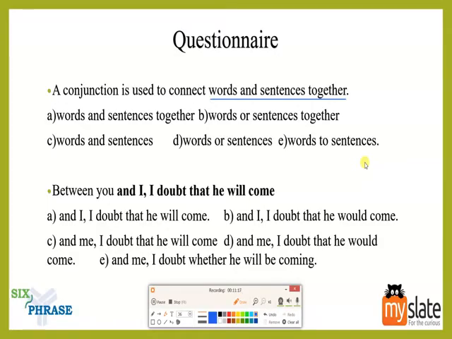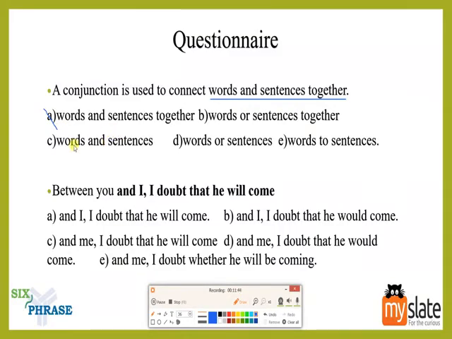So what we actually know, conjunction is used to connect, let's say, words, sentences, anything. It could connect anything, right? So it is not used to connect words and sentences together, right? So it is not just that. Word can be connected with word, sentence can be connected with sentence, sentence can be connected with word, not just words and sentences. So this one is wrong, right?